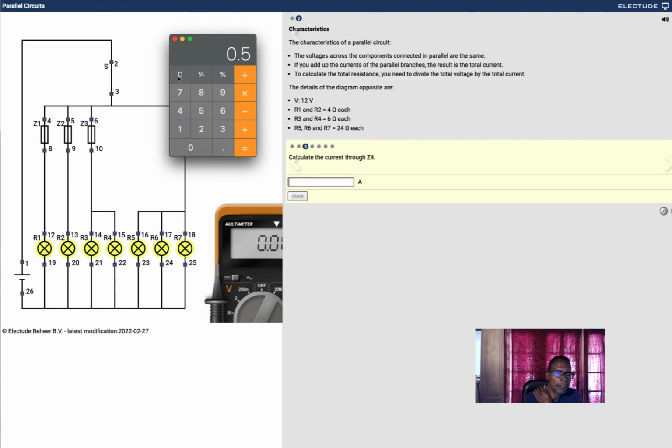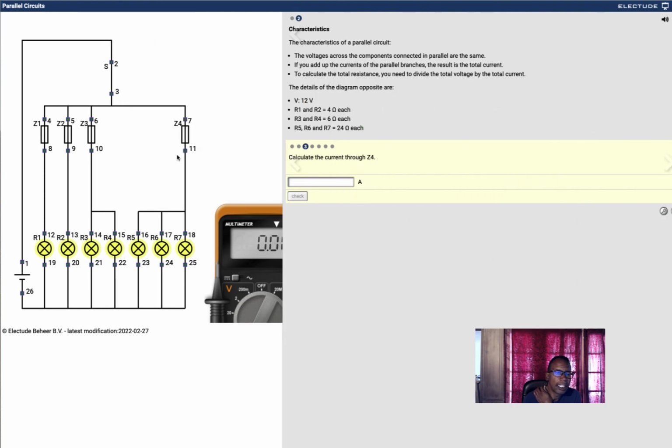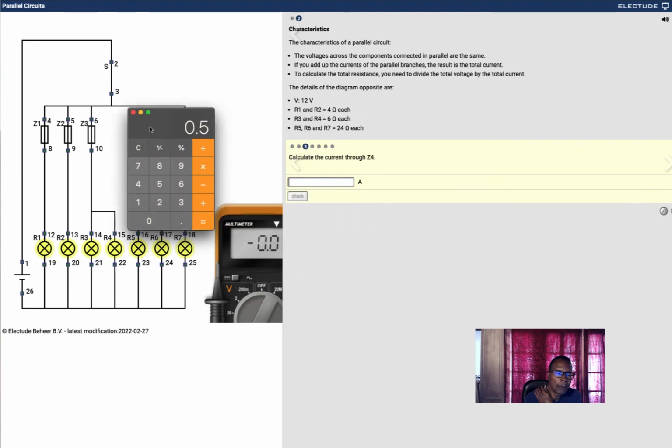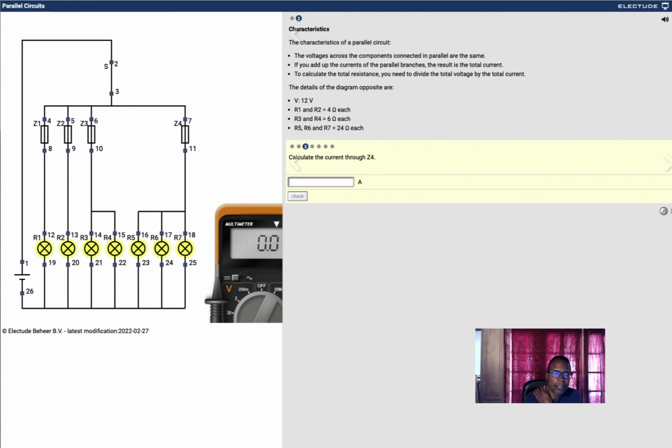Alright? So now you calculate the current through Z4. Here is Z4. The current for these three legs has to run through Z4. Then they split up through each branch. Half goes here, half the current goes here, and half the current goes through here. So you add it up, 0.5 times 3 is 1.5.